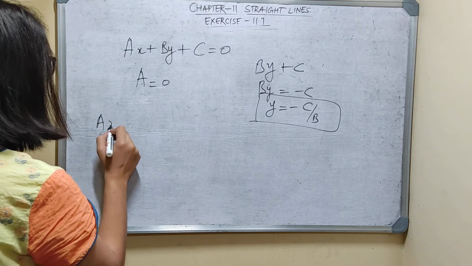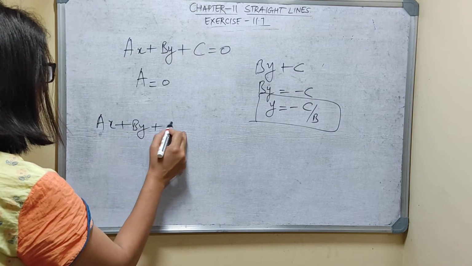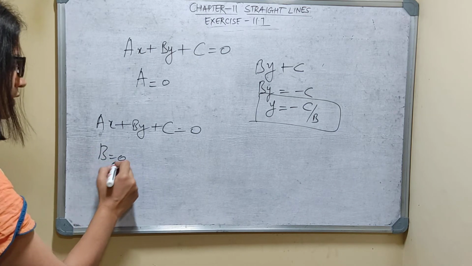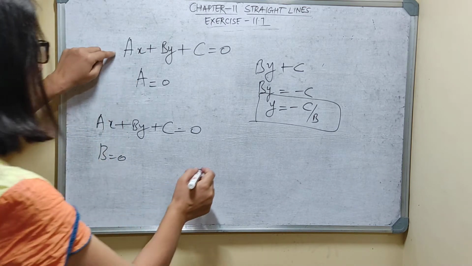And when ax plus by plus c is equal to 0 is the general equation, and the coefficient of y, that is b, is equal to 0, then this term is 0.